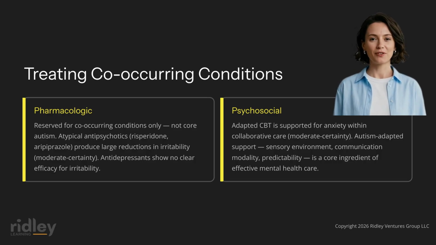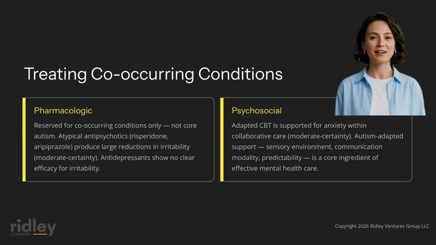When it comes to treatment of co-occurring conditions, clinicians should reserve pharmacologic treatment for co-occurring conditions and specific target symptoms, not for core autism itself. The 2023 Cochrane review by Ifland and colleagues reported that atypical antipsychotics, specifically risperidone and aripiprazole, probably produce a large and clinically meaningful reduction in irritability, supported by moderate certainty evidence. These medications may also produce a very large reduction in self-injury, though supported only by low certainty evidence, meaning these results should be interpreted with caution.